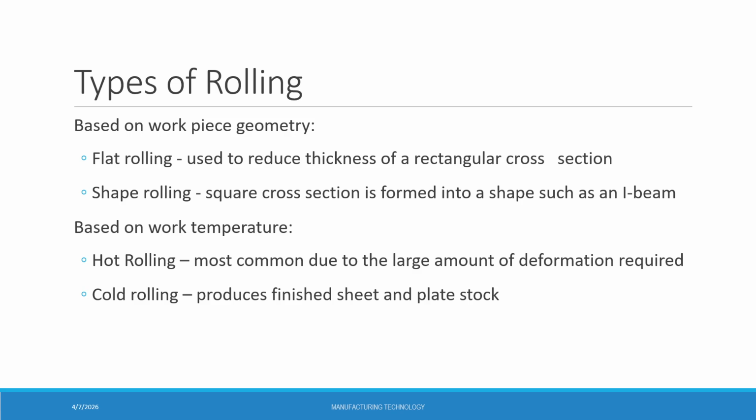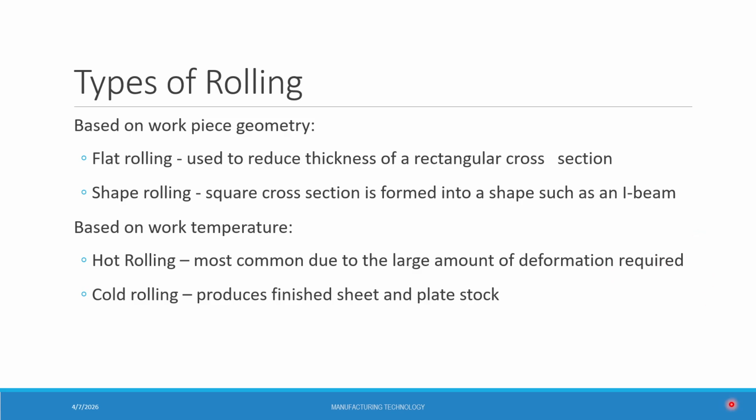Okay, so as I was telling you, rolling has two basic process categories. Based on the workpiece geometry, it is either flat rolling or shape rolling. Flat rolling is used to reduce the thickness of a rectangular cross section. Shape rolling starts with a square cross section, and it is formed into shapes such as an I-beam structure. Now based on the work temperature, most of the time rolling is done hot. This is most common due to the large amount of deformation required, because we want to reduce a big thickness of slab material into a very thin sheet metal piece.